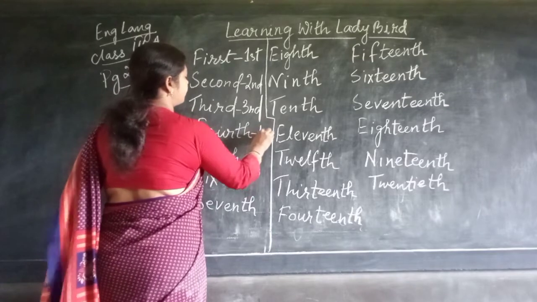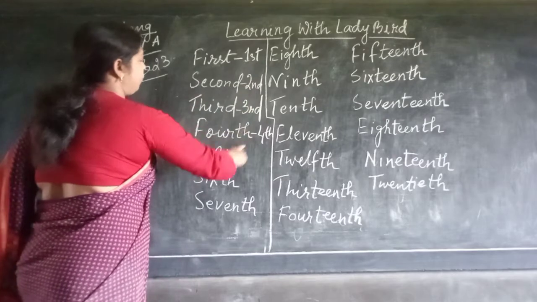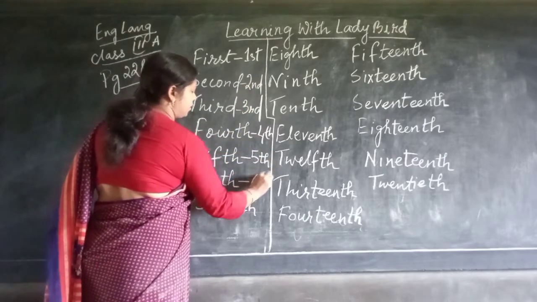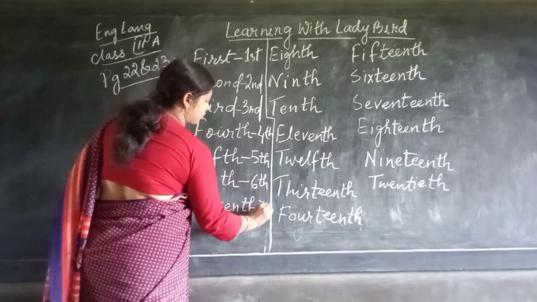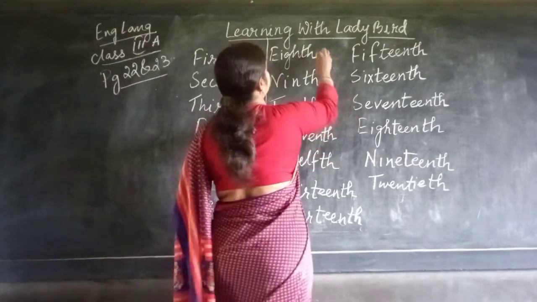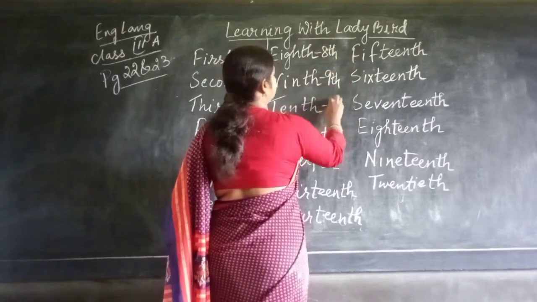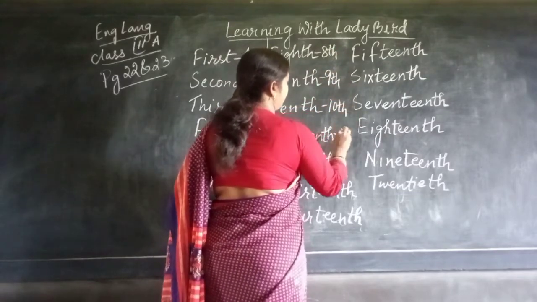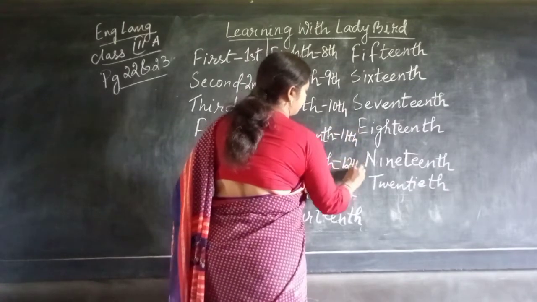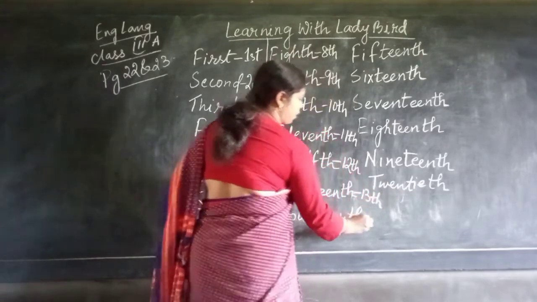See fourth, fifth. Okay, first, second, third, fourth, fifth, sixth, seventh, eighth, ninth, tenth, eleventh, twelfth, thirteenth, fourteenth.